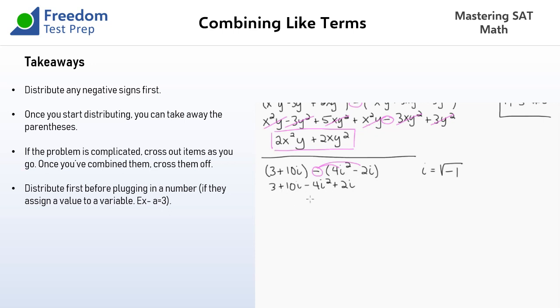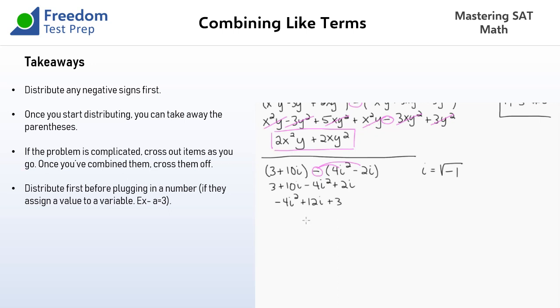And now we can combine like terms. I like to put the largest power first. Unfortunately, it's negative, but we'll just deal with it. Negative 4i squared. And then we've got a plus 10i and a plus 2i. So that's going to be a 12i. And then we've got a 3.